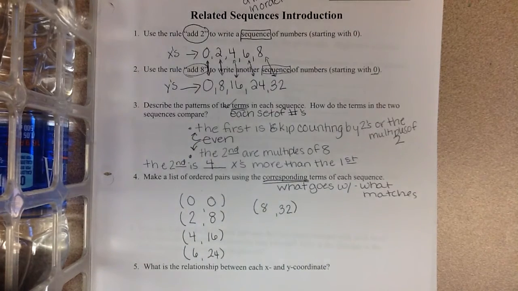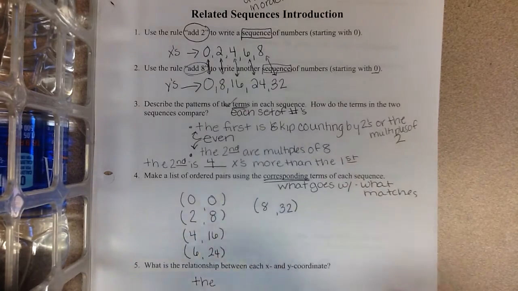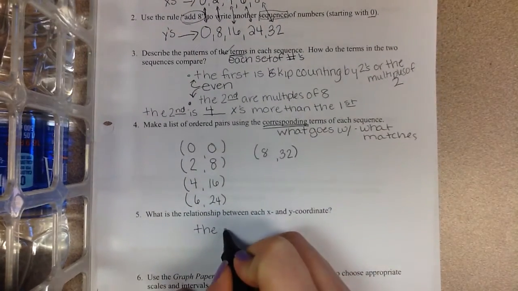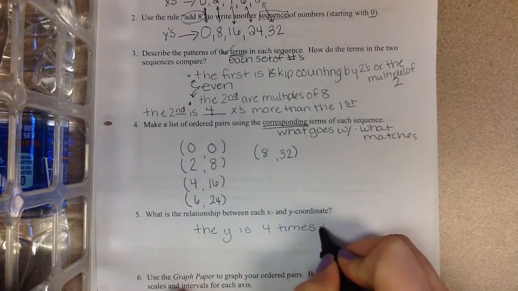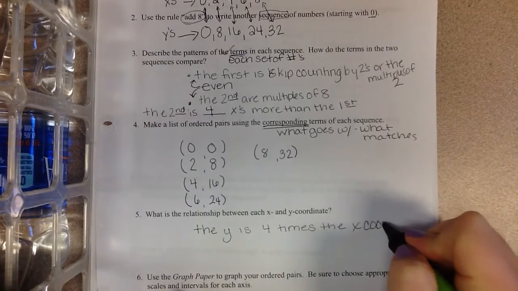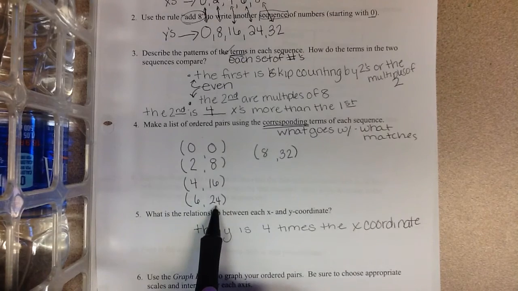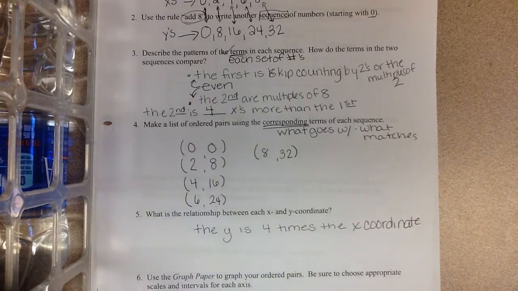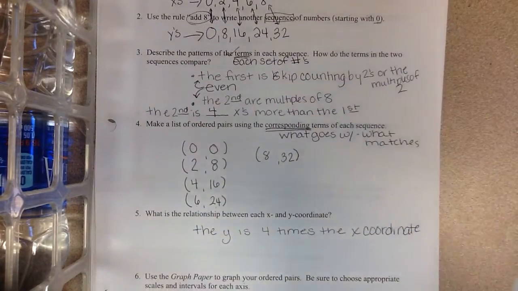So I start off with a rule. I looked at my patterns. Now I made ordered pairs. What's the relationship between each X and Y? So I could say this is a repeat of what I just figured out up here. So the Y is 4 times the X coordinate. I can spell that correctly because it is right in front of me. This Y is 4 times this one. It works every single time. So it says use the graph paper to do your ordered pairs. So here's my graph paper.